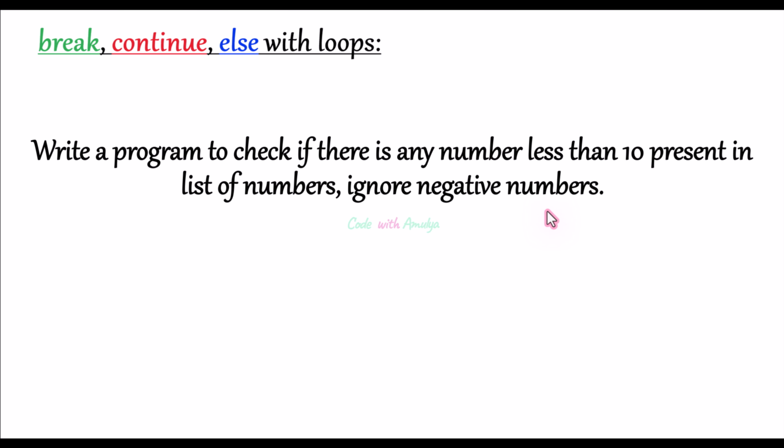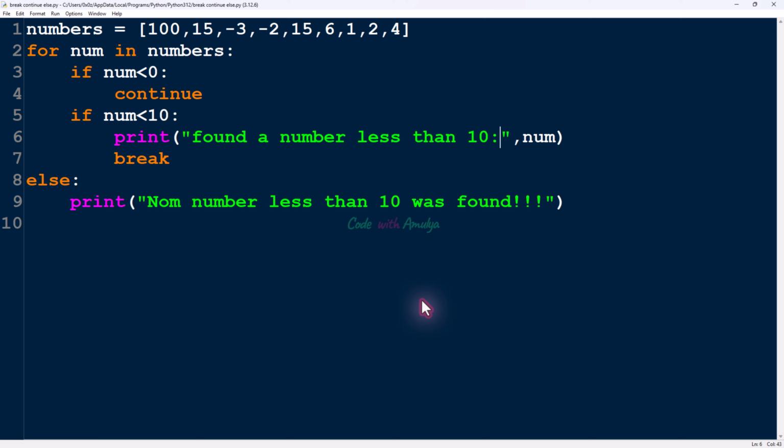Write a Python program to check if there is any number less than 10 in a given list of numbers while ignoring all negative numbers. So to solve this problem, I'll use break, continue and else block with loops. So here we have a numbers list. The list contains positive numbers as well as negative numbers.